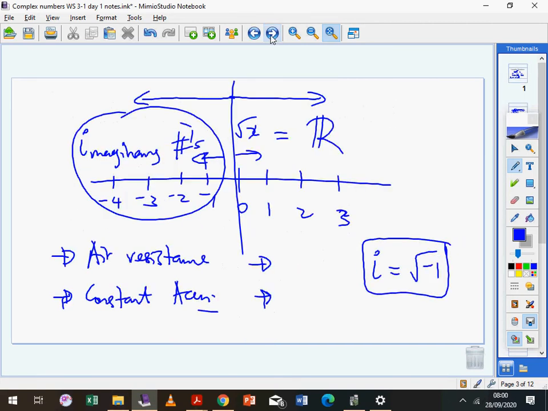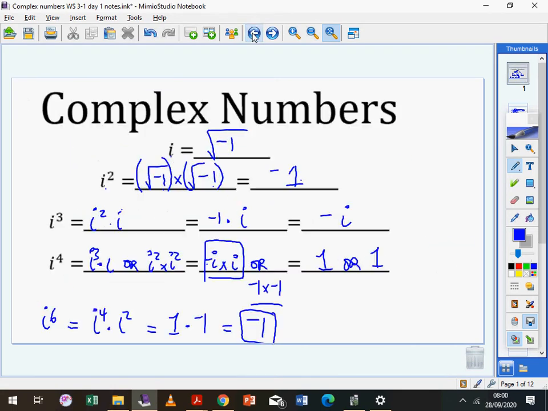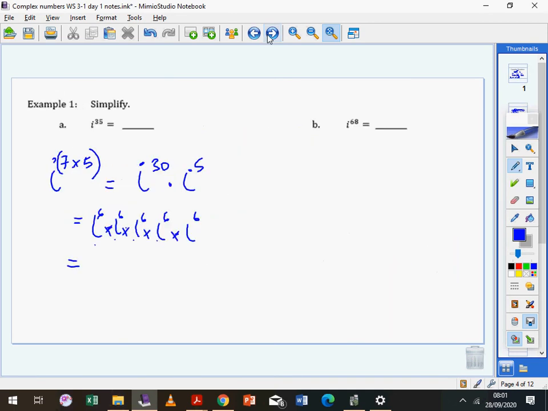And to solve this, I'm going to use the idea that i to the power 30 is basically i to the power 6 multiplied 5 times. So if I have i to the 6 times i to the 6 times i to the 6 times i to the 6, and one more, because I'm multiplying, I'll just add up the powers, and adding up the powers gives me 30. I know i to the 6th power is negative 1. So I'll have negative 1 times negative 1 times negative 1 times negative 1 times negative 1, or simply negative 1 to the power of 5, which is negative 1.